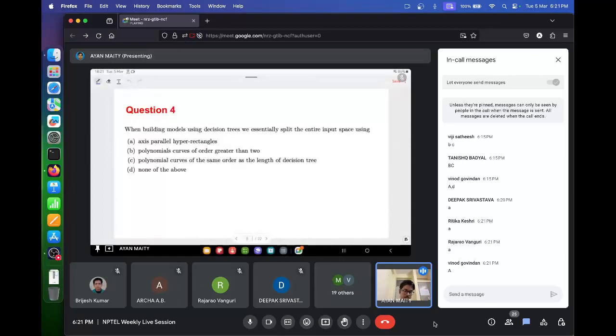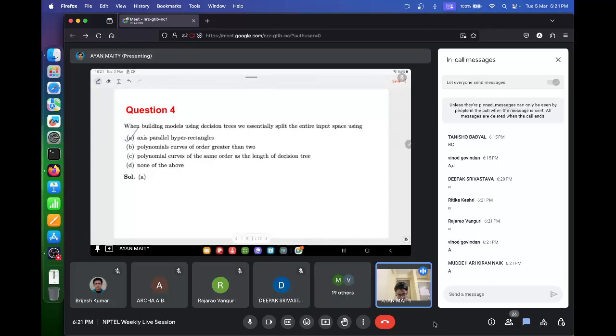Okay, all the answers in the chat are option A, which is axis parallel hyperrectangles. So this is actually correct. In a decision tree, the overall space is divided into blocks of hyperrectangles, I mean rectangles in case of 2D. If the number of dimensions is more than 2, it becomes hyperrectangles, which would also be axis parallel. So option A is the correct answer here.